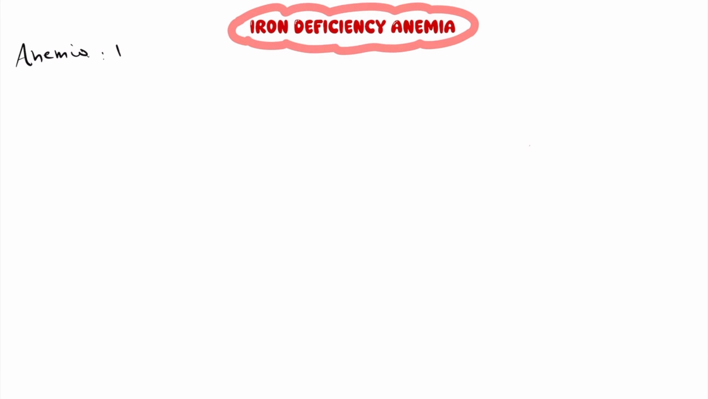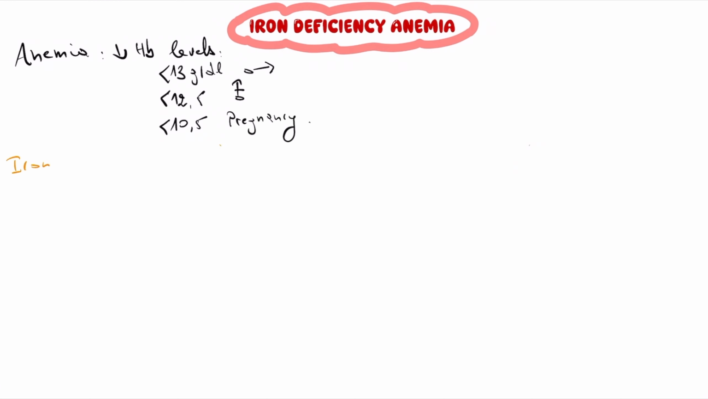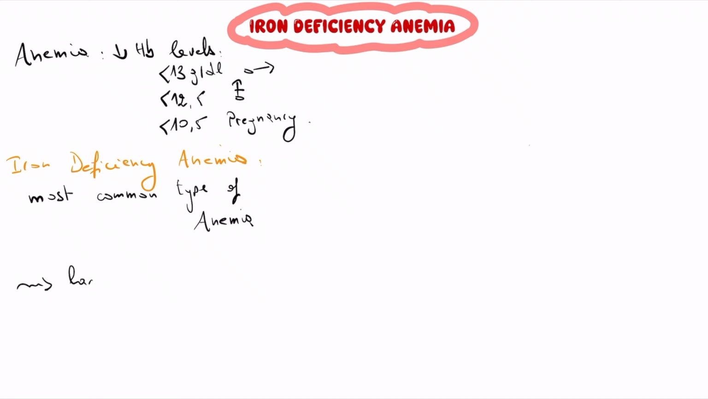To recap, anemia is defined as low hemoglobin levels lower than 13 gram per deciliters in male, 12.5 in females, and 10.5 during pregnancy. Iron deficiency is the most common cause of anemia in the world. It happens when there is a lack of iron in the body.